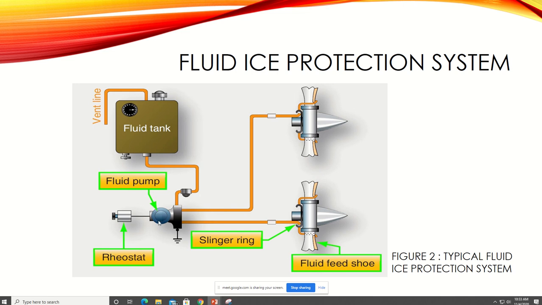And then we have the fluid pump, and the rheostat. Then we have a switch here, in the cockpit. Then we have the slinger ring. The slinger ring is famous for this fluid ice protection system. It's like a U-shaped pipe. Later we will go through what the slinger ring means. Then we have the fluid boot shoe, the rubber type in black in color. All this is the tubing, the piping.